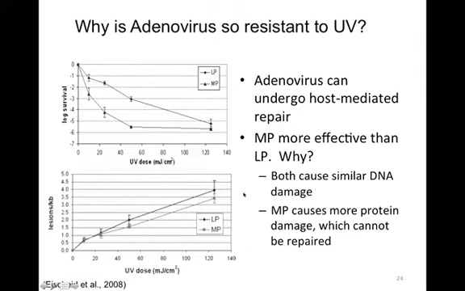So in the bottom graph, they're showing the number of DNA lesions per dose, and that's actually not that different for low pressure and medium pressure, and so they attribute the difference to damage to protein, and that can't be fixed. So this result with adenovirus is probably similar with other double-stranded DNA viruses as well, that they're quite resistant to UV.